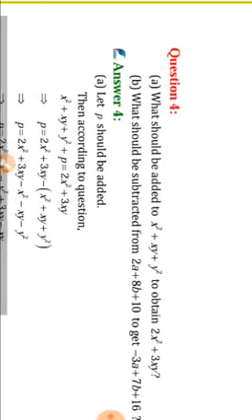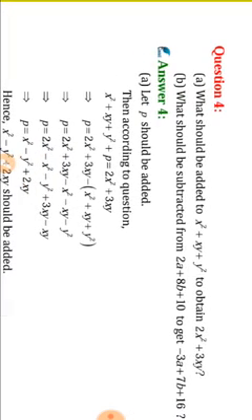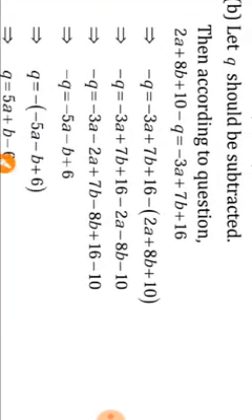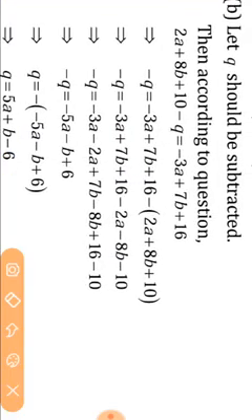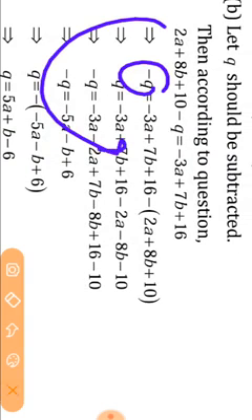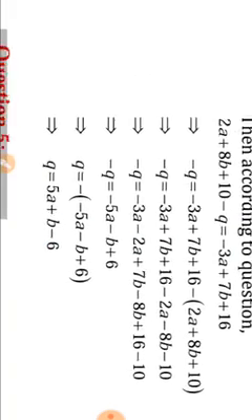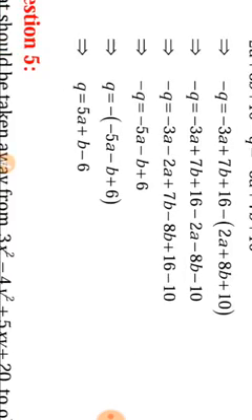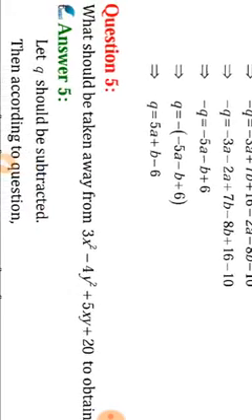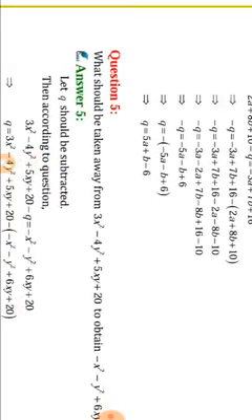Here also same, what should be subtracted? So let q be the subtraction taken place here. So minus q. So transfer that side, it also becomes minus. But q should not be minus, so give the sign to the others. So 5a plus b minus 6 is given.